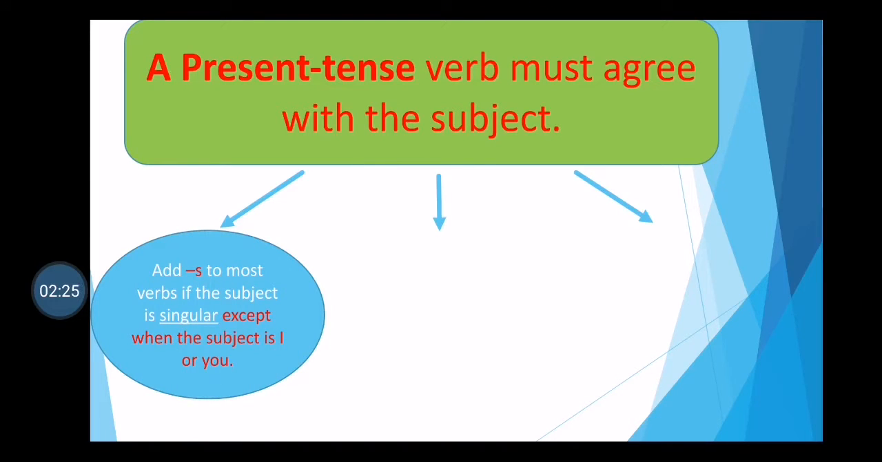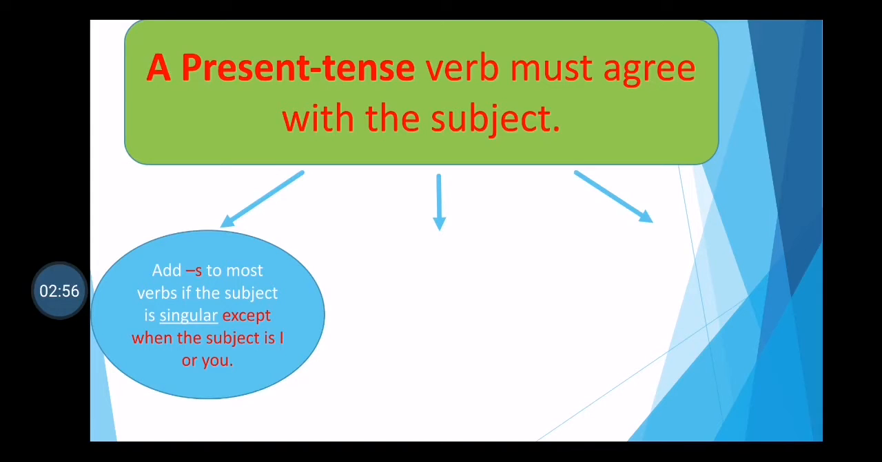We have to always remember that a present tense verb must agree with the subject, so the verb should agree with the subject. And here are few rules on the present tense. The first rule says that we add an S to most verbs if the subject is singular. But if the subject is I, you, and we do not add an S for the verb.